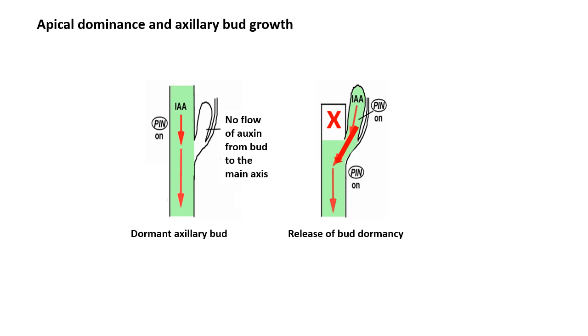When the auxin level in the main axis is reduced, say by decapitation, the auxin from the axillary bud flows into the main axis and relieves the bud dormancy. So once the axillary bud auxin starts coming into the main axis, the dormancy can be broken.